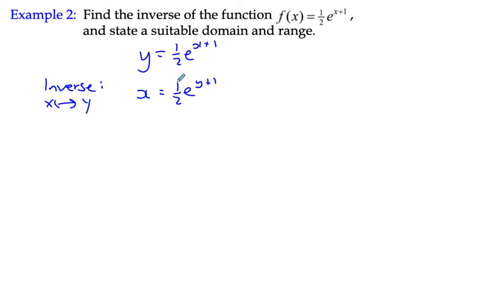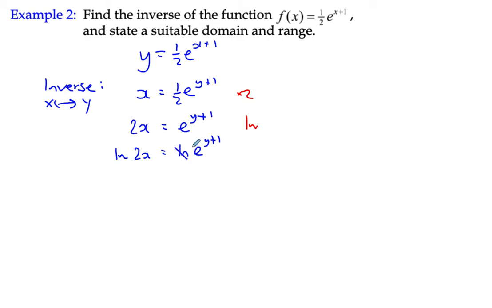A wee bit trickier than the first example because our y is part of an exponent here. But we can use some basic algebra to get through. We want to multiply both sides by 2 in order to get rid of that half. So 2x is equal to e to the power y plus 1. And we're talking about inverse functions, so we want to undo this exponential function, and the inverse of an exponential function is a natural log function. So we take the natural log of both sides, in which case we end up with the natural log of 2x is equal to the natural log of e to the y plus 1.